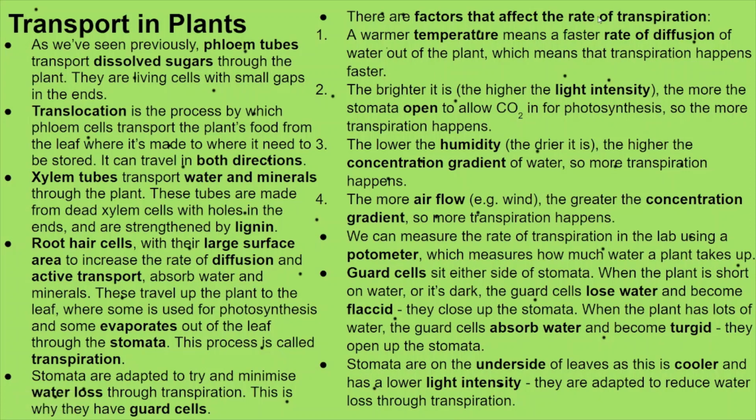We've got factors that affect the rate of transpiration, this rate of water loss as the water evaporates out of the leaf. A warmer temperature means a faster rate of diffusion of the water out of the plant, which means that transpiration happens faster. Again, these are mainly the rate of diffusion because the water diffuses out of the plant through the stomata. The brighter it is, the more the stomata open to allow the CO2 in, so the more transpiration happens. The drier it is, the higher the concentration gradient of water, so the more transpiration, and the more airflow, the greater the concentration gradient, so more transpiration happens. In the lab, we use a potometer to measure the rate of transpiration.